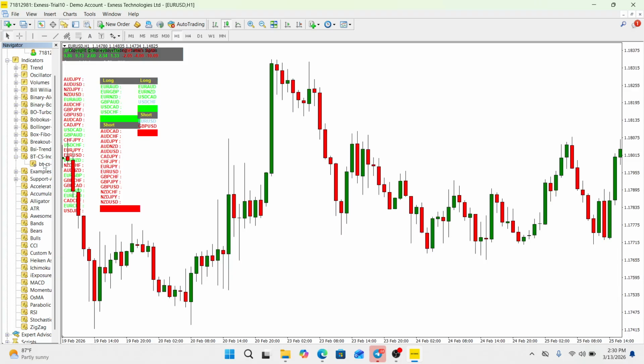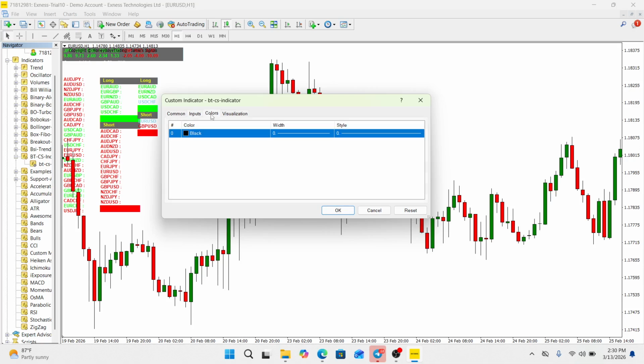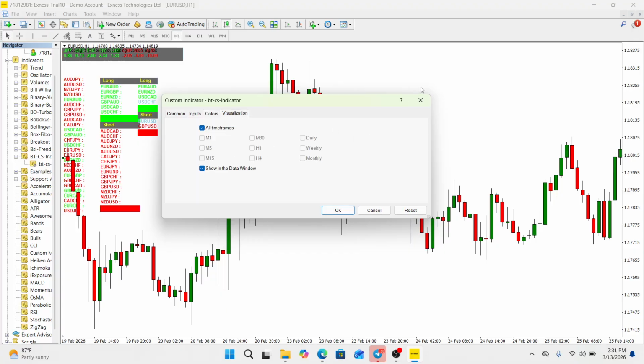As for the indicator settings, let's take a look. Key inputs include the strength value, the correlation value, and then we can choose the pairs to scan as well. You can also choose your preferred colors and your preferred time frames as well.